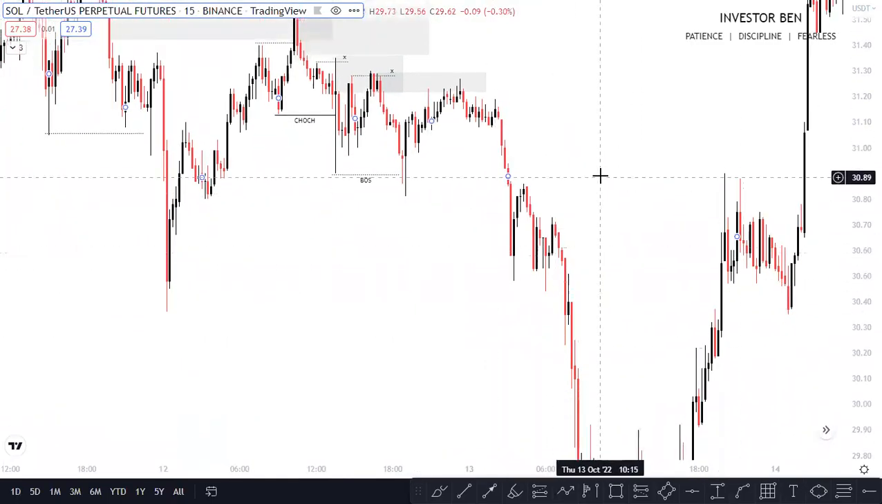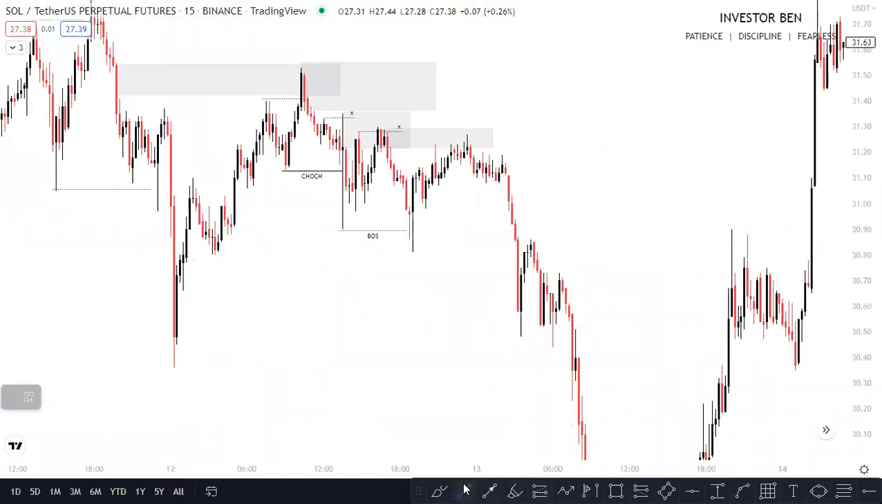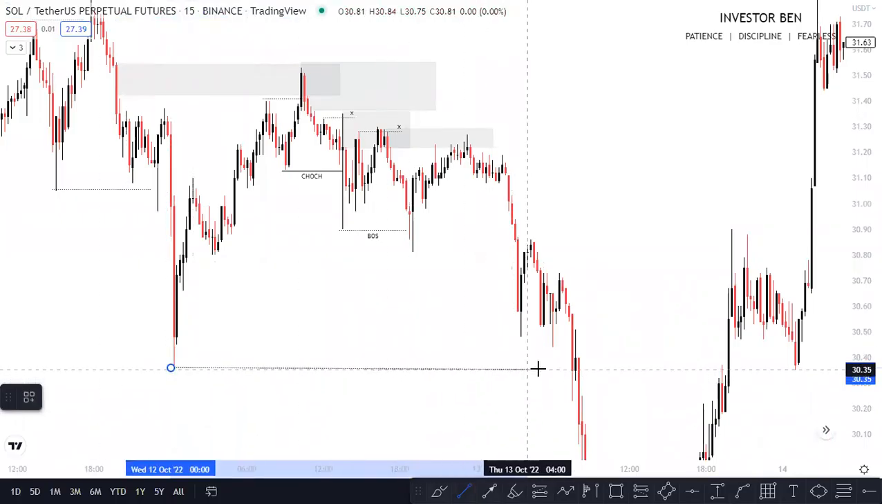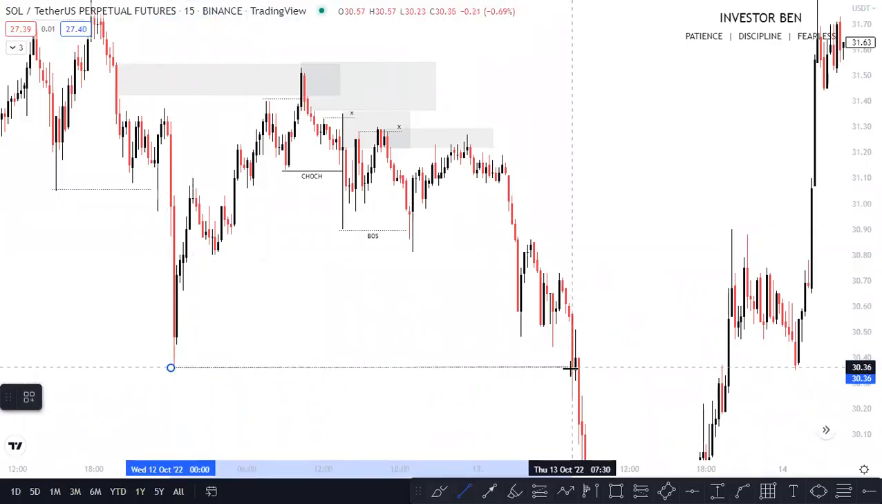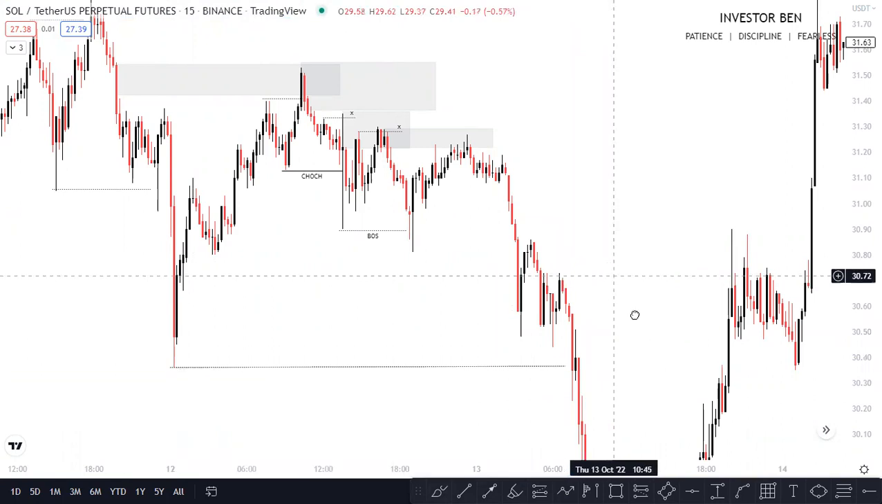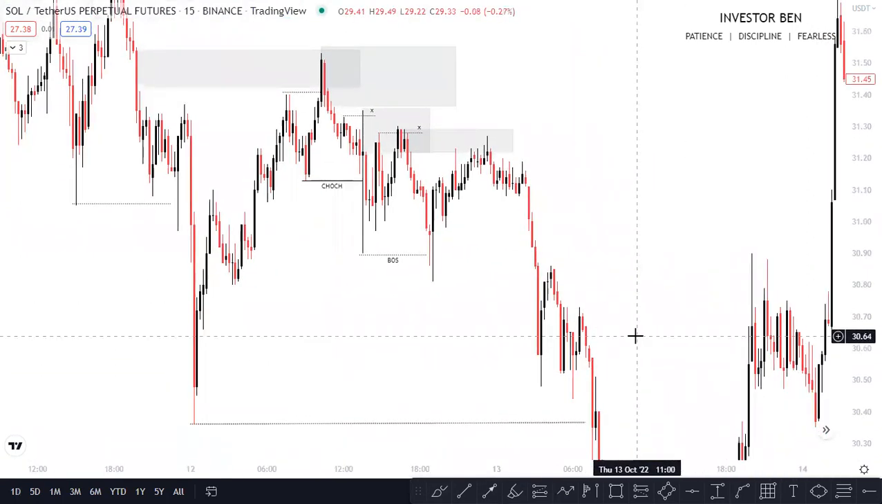And let's say you're trying to trade this thing. You're going to target this low, right? You're going to target this low as your take profit target in the market, and sell the market to the downside.